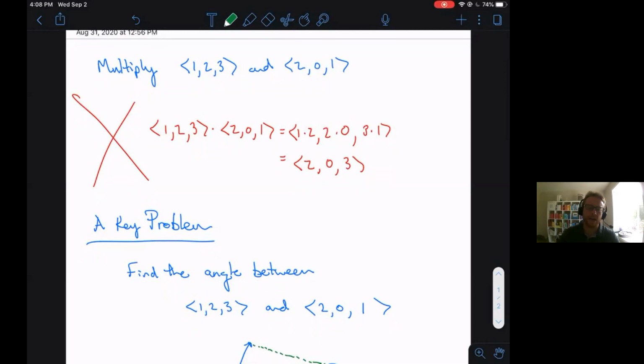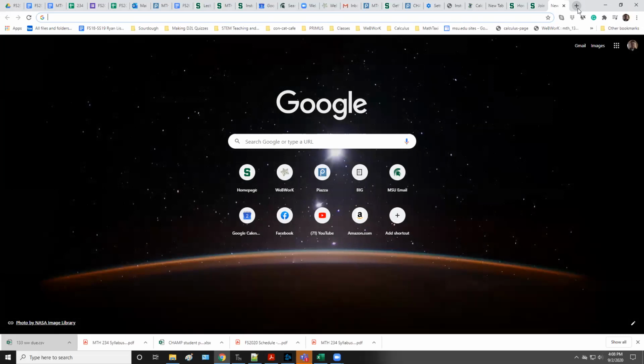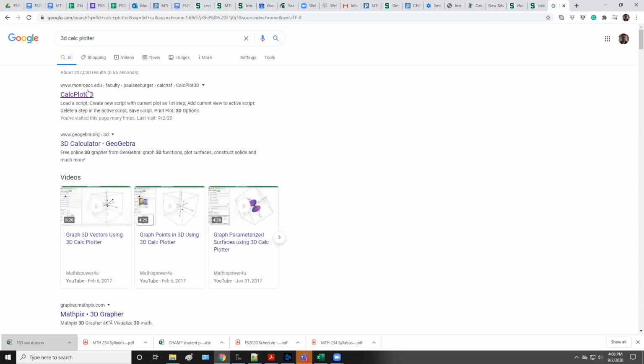Let me go ahead and take over the screen with my desktop here one last time. And I just want to show you a very useful resource. So I'm just going to do a Google search here. So this is the 3D Calc Plotter. This is by Monroe Community College, Paul Seeberger.